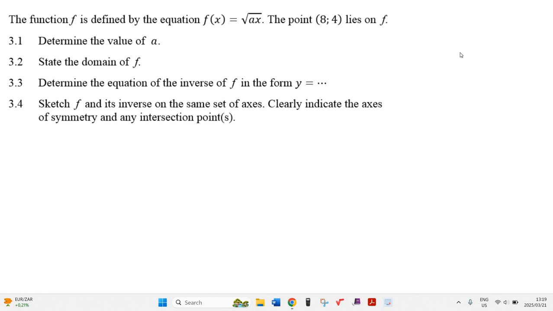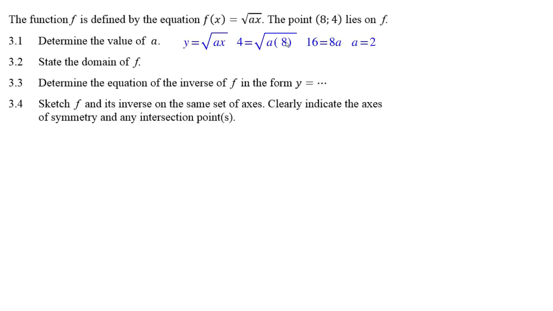Okay, this is question 3, the inverse function question. They start off by telling you that f of x is equal to the square root of ax. But they give you a point: when x is 8, f of x, or y, is equal to 4. So what do we do? We just put in 8 for x and 4 for y. If we square both sides, we get 8a equals 16. That means that a must equal 2.